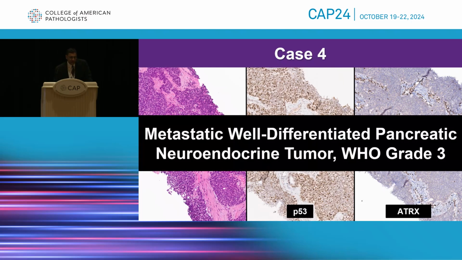And so this is a metastatic, well-differentiated pancreatic neuroendocrine tumor, grade 3. Again, knowing the patient's history, knowing that P53 can be seen in both lesions, and the fact that you have ATRX loss, really consistent with that.